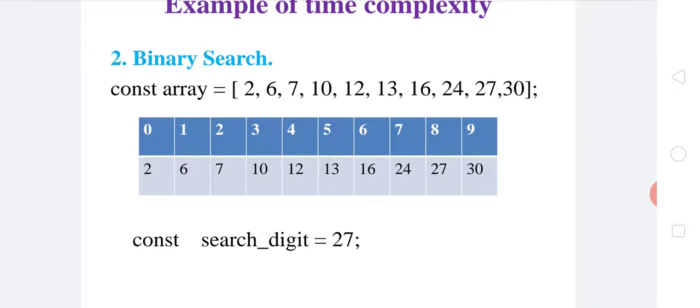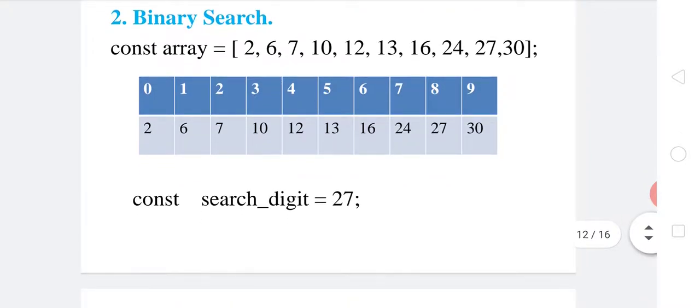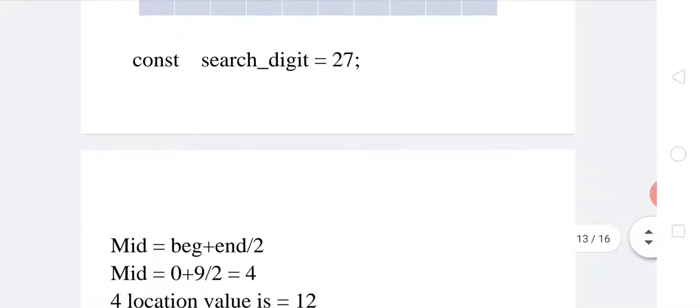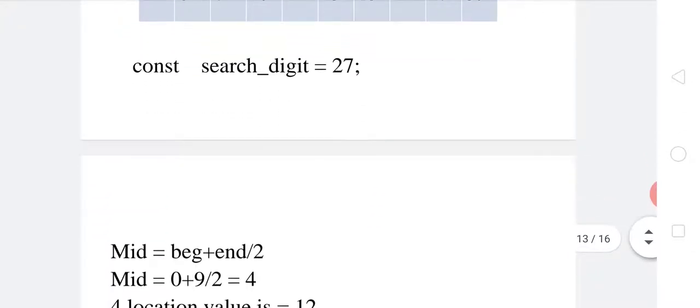But our search element is 27. Now the search value is compared with the mid value. Is 27 equal to mid value 12? Condition is false. If the search value is greater than the mid value, then search at the right side. If the search value is less than the mid value, then go to the left side of the array. Now here 27 is greater than the mid value, so we will search at the right side of the array.